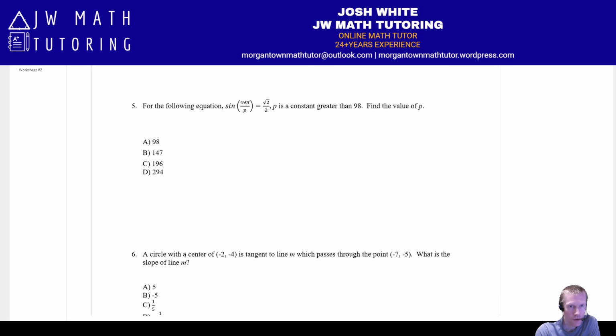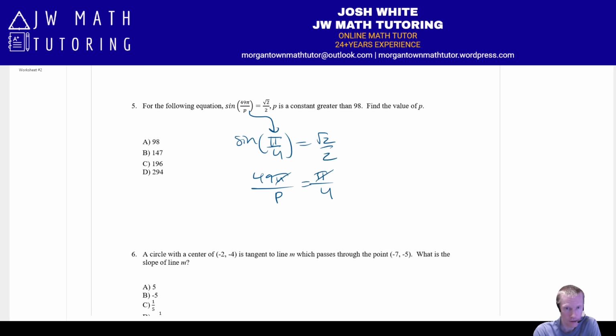So if you're familiar with the unit circle, or basic trig values, you would know that the sine of pi over 4 is equal to positive root 2 over 2. That means this expression inside here has to equal pi over 4. So if we set them equal, pi's can be canceled out. Just divide by pi on both sides. And then now you have a 1 here. You can cross multiply, and you just get p equals 49 times 4, or 196. Correct answer is letter C.